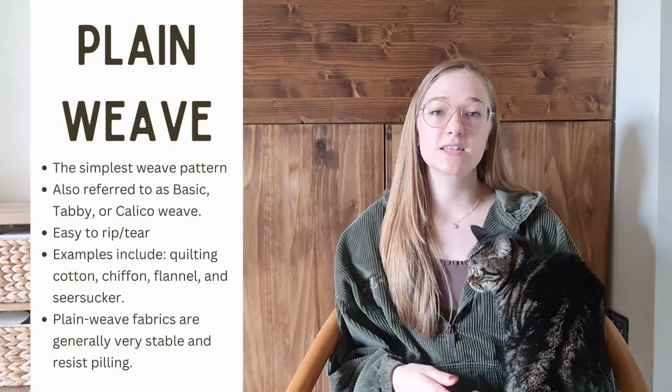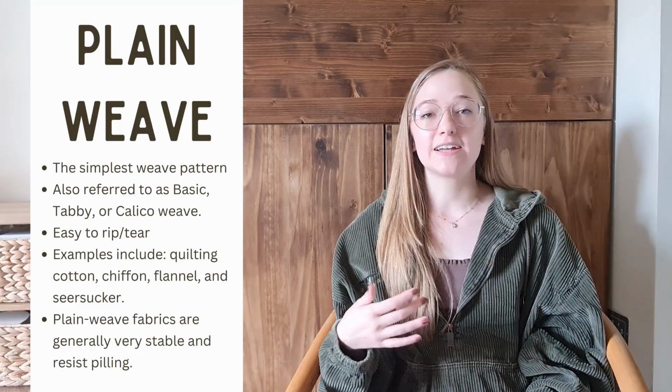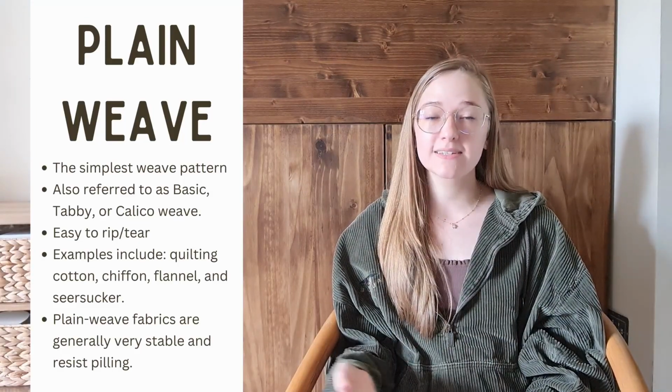The most basic weave is going to be just a plain weave, or what's also sometimes referred to as a calico or tabby weave. This is the weave used for things like quilting cotton, chiffon, and other plain weave fabrics. These fabrics will have a very simple perpendicular weave structure that is characterized by an over-under pattern that produces kind of a checkerboard effect. When you think about a woven fabric, if you're thinking about zooming in on that weave and what that looks like, this is probably the one that will come to mind first.